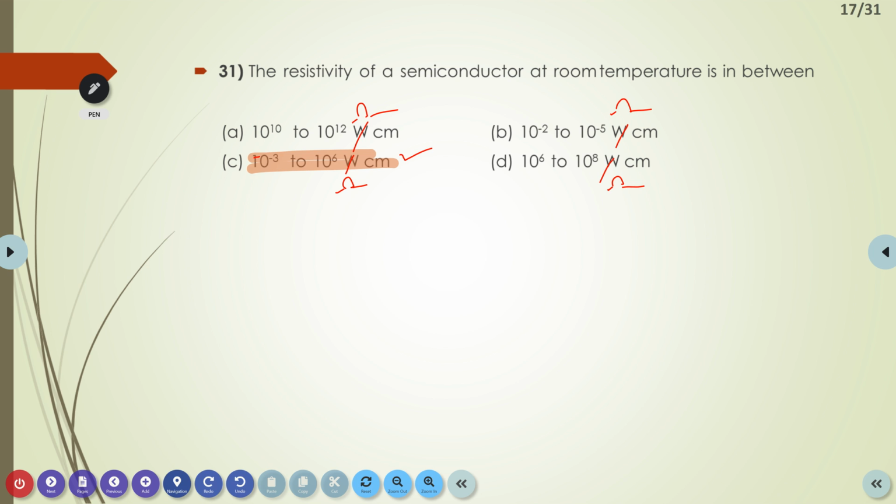But the books have given it in terms of meter, so you have to convert it into centimeter. Meter to centimeter, multiply by 100, you have to do it.